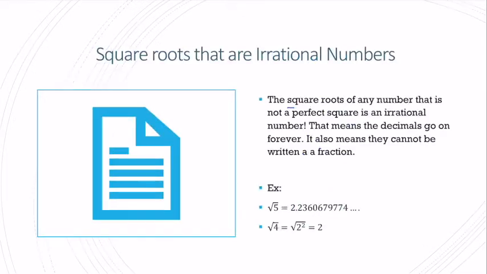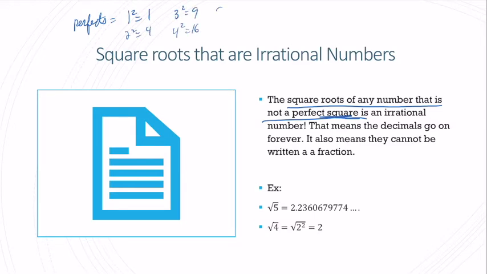It's important to note that the square root of any number that is not a perfect square is an irrational number. So let's talk about the first few perfect squares. I've got 1 squared, which is 1, 2 squared, which is 4, 3 squared, which is 9, 4 squared, which is 16, 5 squared, which is 25, 6 squared, which is 36, and 7 squared, which is 49. I would recommend knowing all the way up to 9 squared, which is 81.